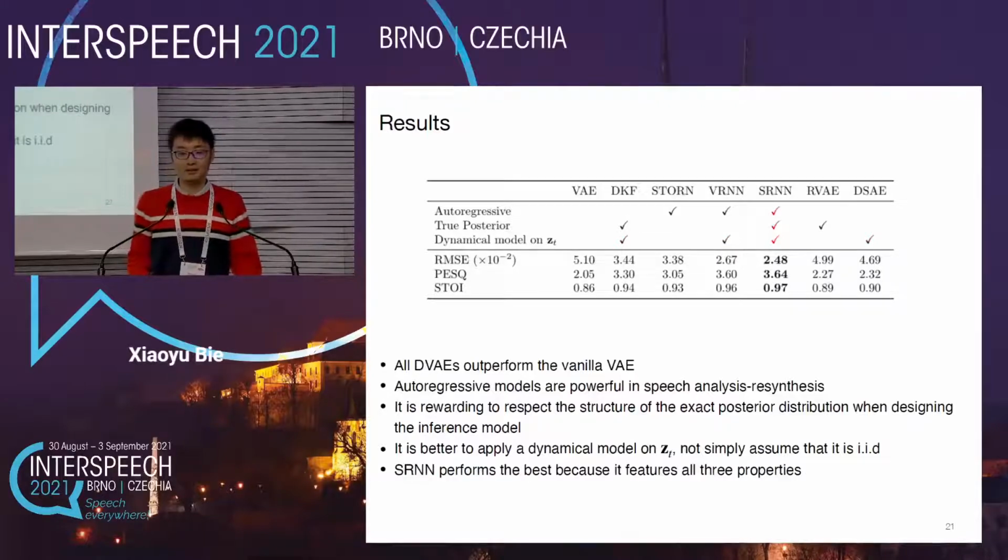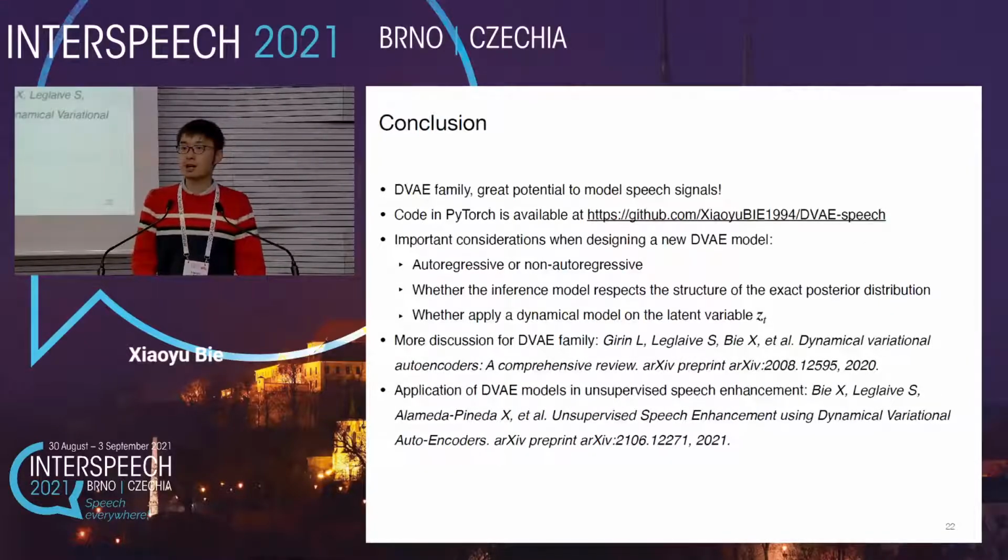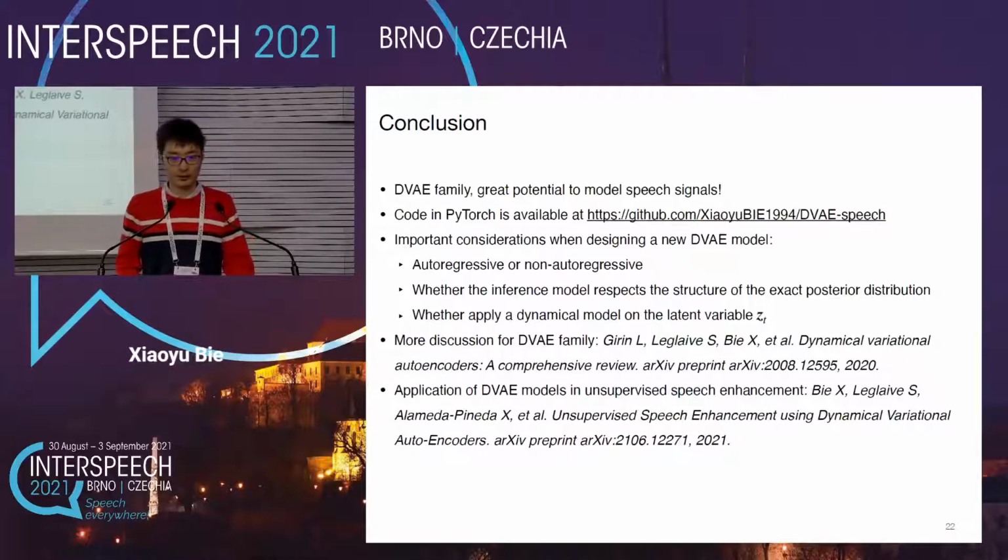So in total, the SRN performs the best because it features all the three properties as mentioned above. Here is the conclusion. The DVAE model is of great potential to model speech signals. So if you are using the VAE nowadays, you can absolutely try the DVAE in your applications, and you can imagine you can get a better performance in your own work.